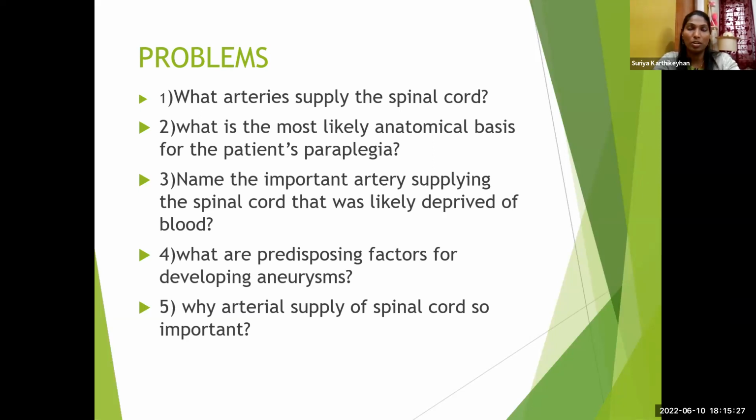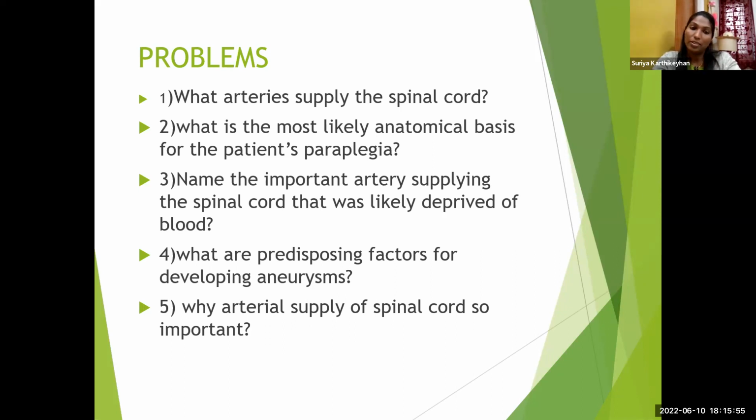There is an aneurysmal rupture. The rupture has been cleared, but the patient is presenting with paraplegia. What is the anatomical basis behind this? And then number third, name the important artery supplying the spinal cord that was likely deprived of blood. So there should be some connection between the segmental arteries, abdominal aorta and spinal cord. Okay, so we have to find out what is the important artery supplying the spinal cord that was likely deprived of the blood. The fourth question, what are the predisposing factors for developing aneurysms?